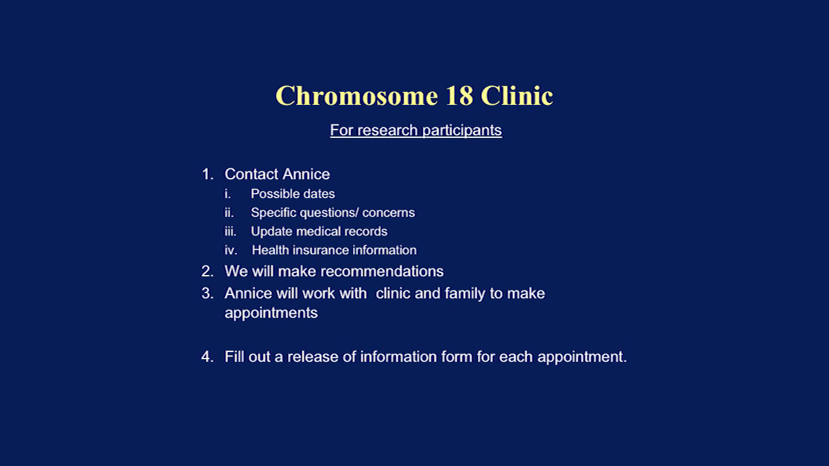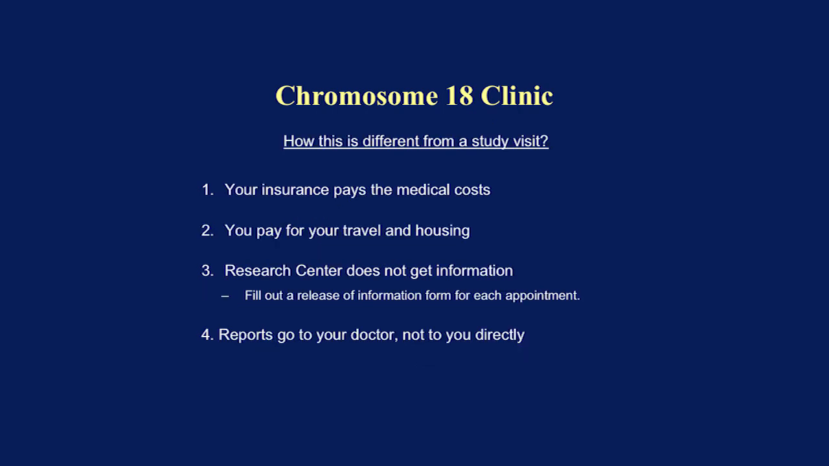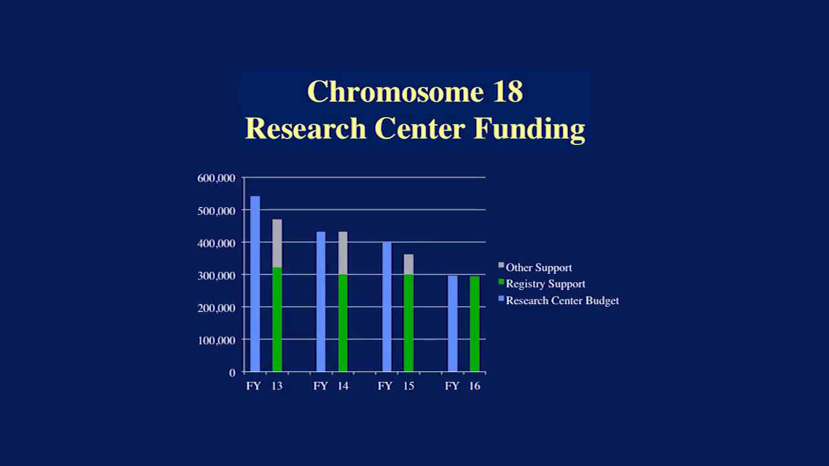Then, at each appointment, we will ask you to fill out a release of information form so the information can go back to the research center and not just go into your medical record. This is different from a research study visit in the following ways. You and your insurance company pay for the medical costs. You pay for your travel and housing. And the research center does not automatically get the information. You have to fill out a release of information form for each appointment. And the reports from these appointments go to your doctor, not directly to you, just as they would from any other doctor visit in your hometown.